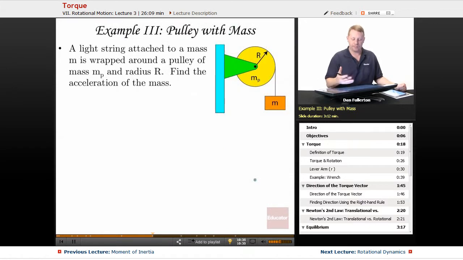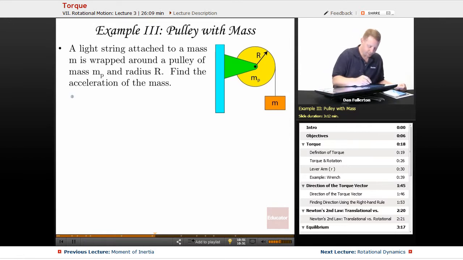All right, we've done some Atwood problems with ideal pulleys. Now let's talk about real pulleys. We have a light string attached to a mass m wrapped around a pulley that has some mass mp and radius r. Find the acceleration of the mass.